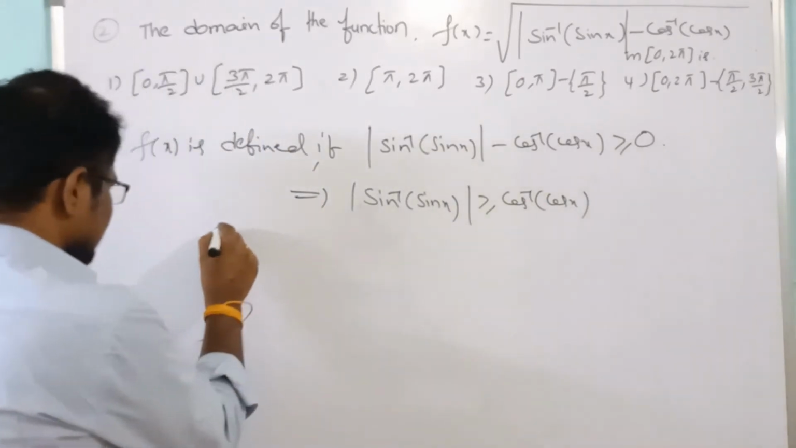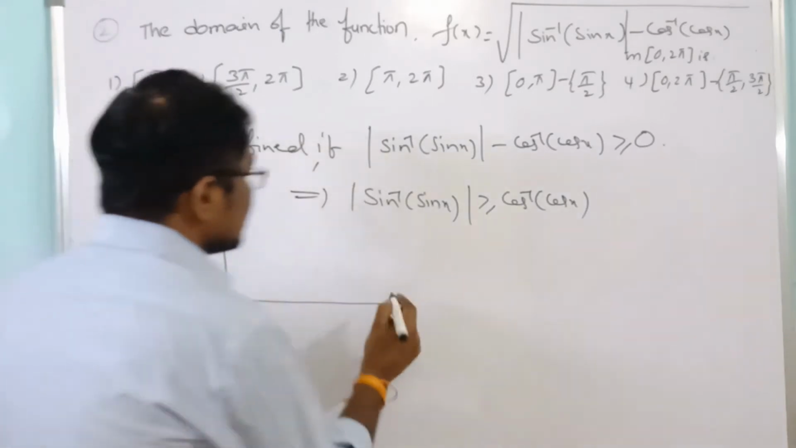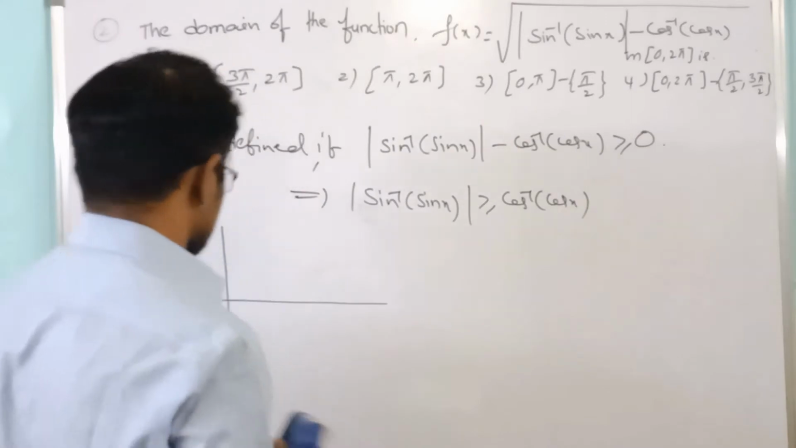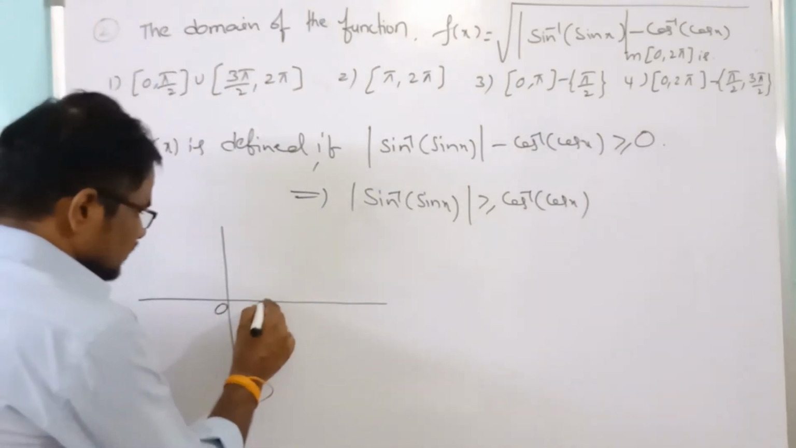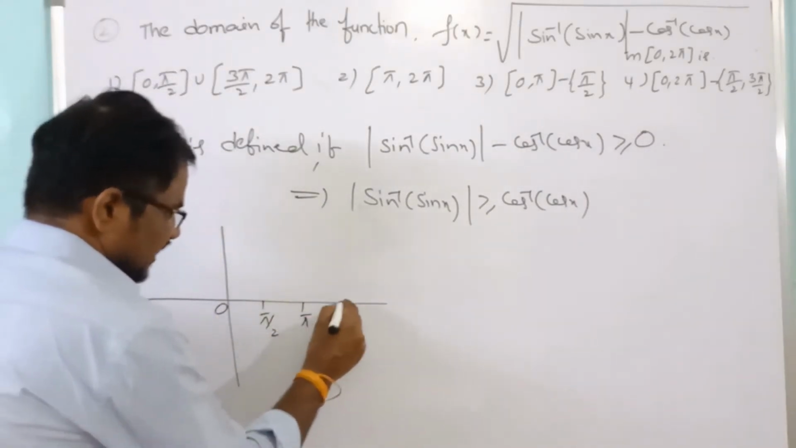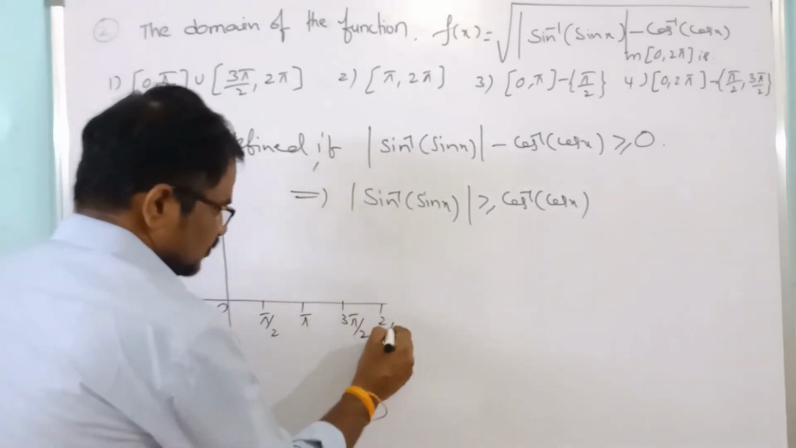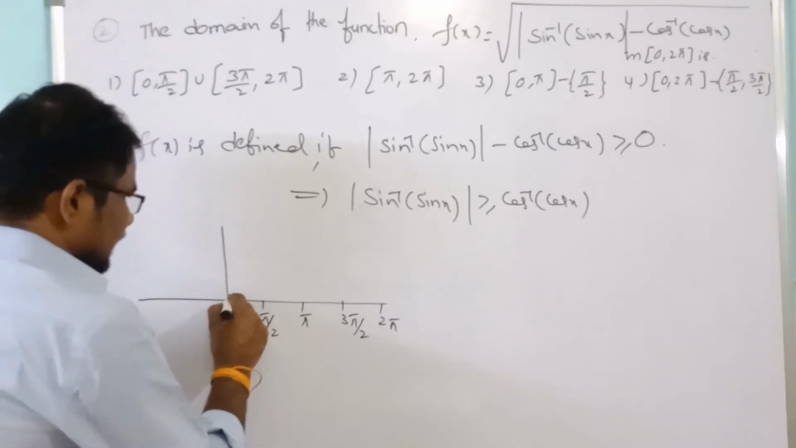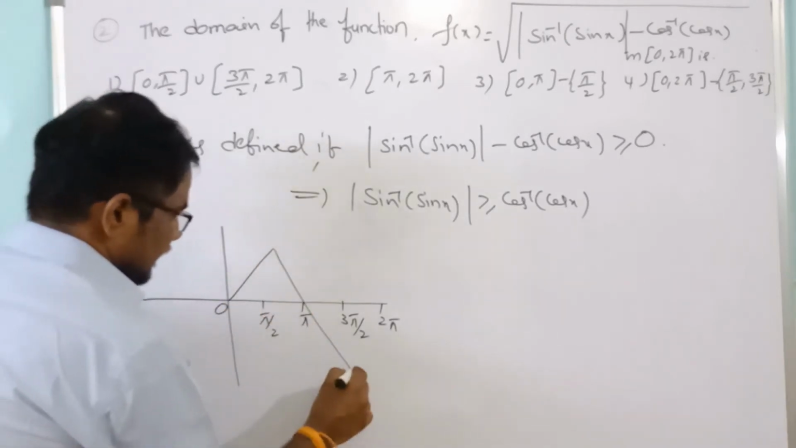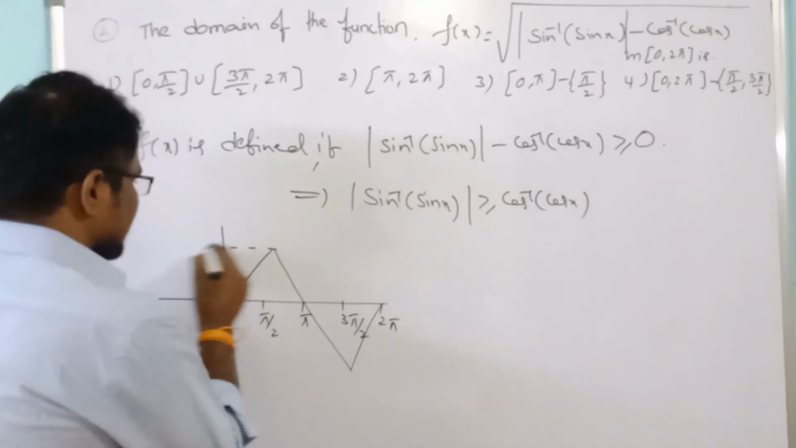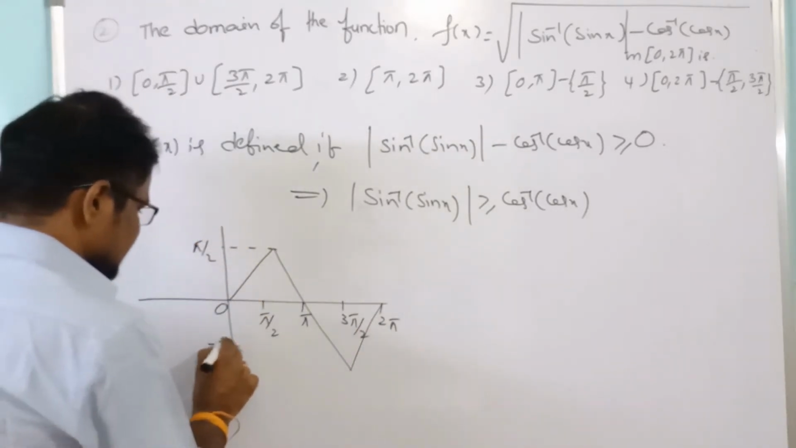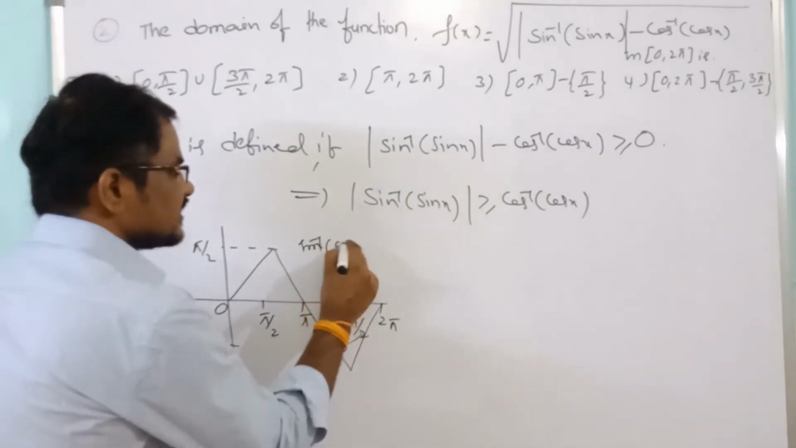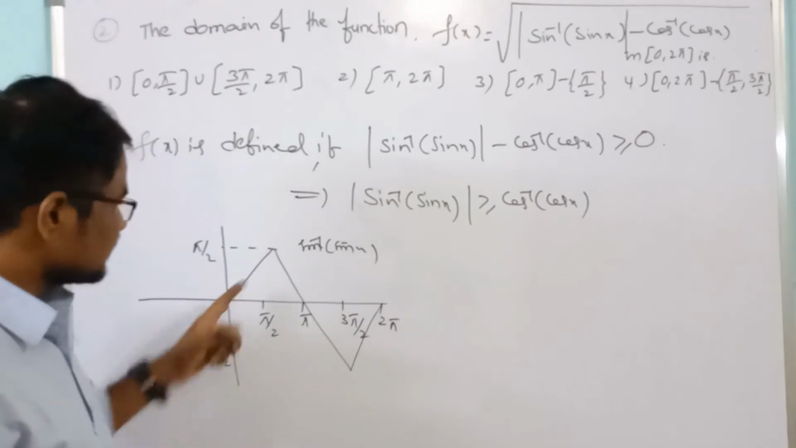Now first, we know sin inverse of sin x. In the interval 0 to 2 pi, we have to find the domain of this function. So this is 0, this is pi by 2, this is pi, and this is 3 pi by 2, 2 pi. So we know that this is pi by 2 and this is minus pi by 2, right? This is the graph of sin inverse of sin x.